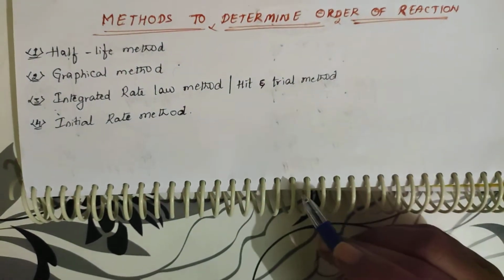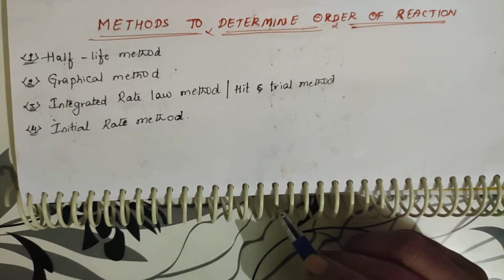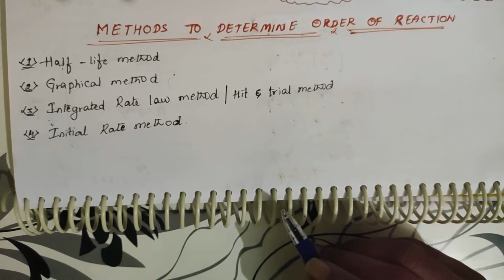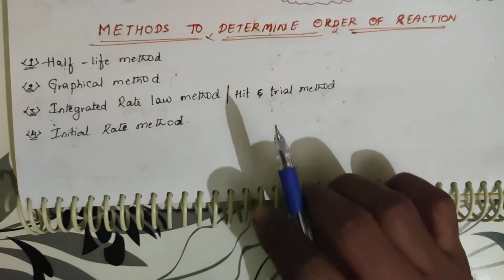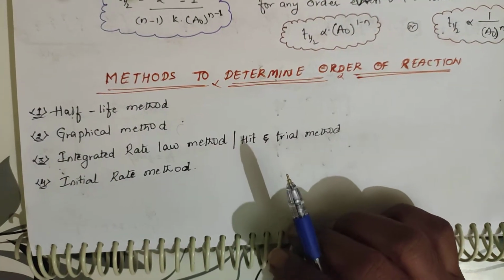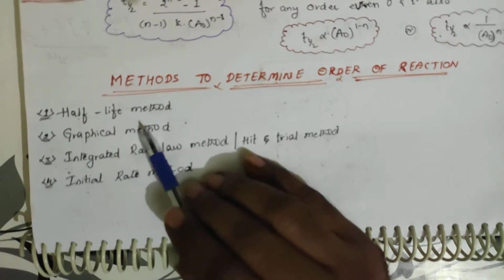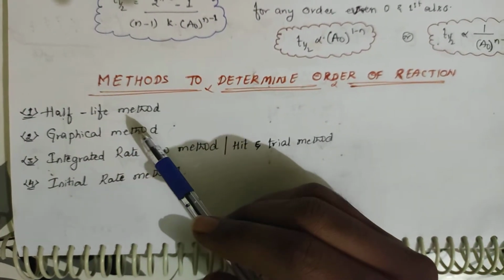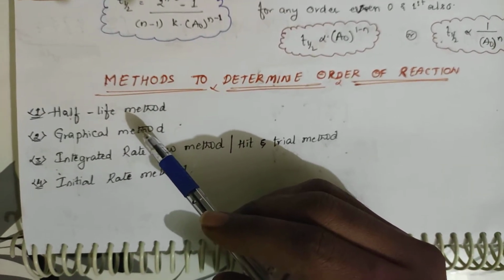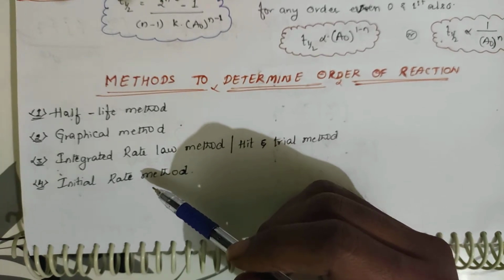Today in this session we are going to deal with the methods to determine the order of the reaction. They will be giving some information, and based on that they will be asking to find out the order of the reaction. There are four ways. First, the half-life method, for which we have already done some formulas in the morning session itself. T half is equal to 1 by a power n minus 1, where the concentration they will be giving, T halves, and you should find out the order of the reaction.